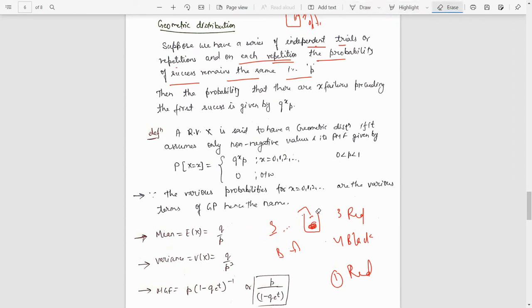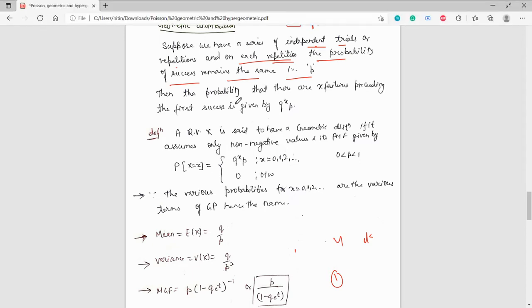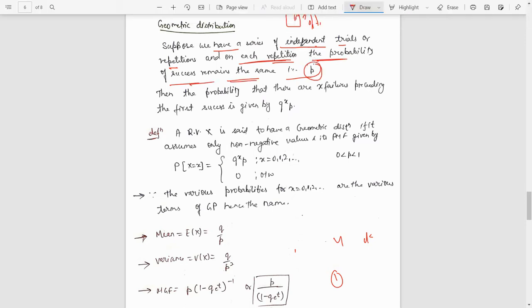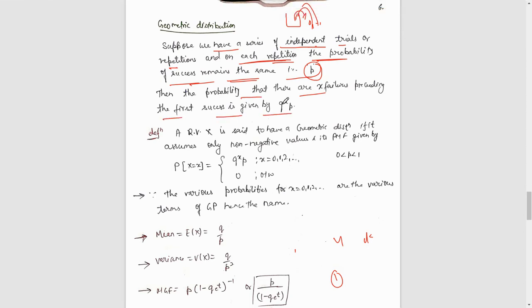Okay, so we will see how we can solve questions of this type. But first of all, let's understand this distribution. We have a series of independent trials and repetitions, and in each repetition the probability of success remains the same. That is P, the probability of success, which remains the same throughout the trials. So why is this particular distribution important? Here we have the probability that there are X failures preceding the first success, which is given by Q to the power X into P.